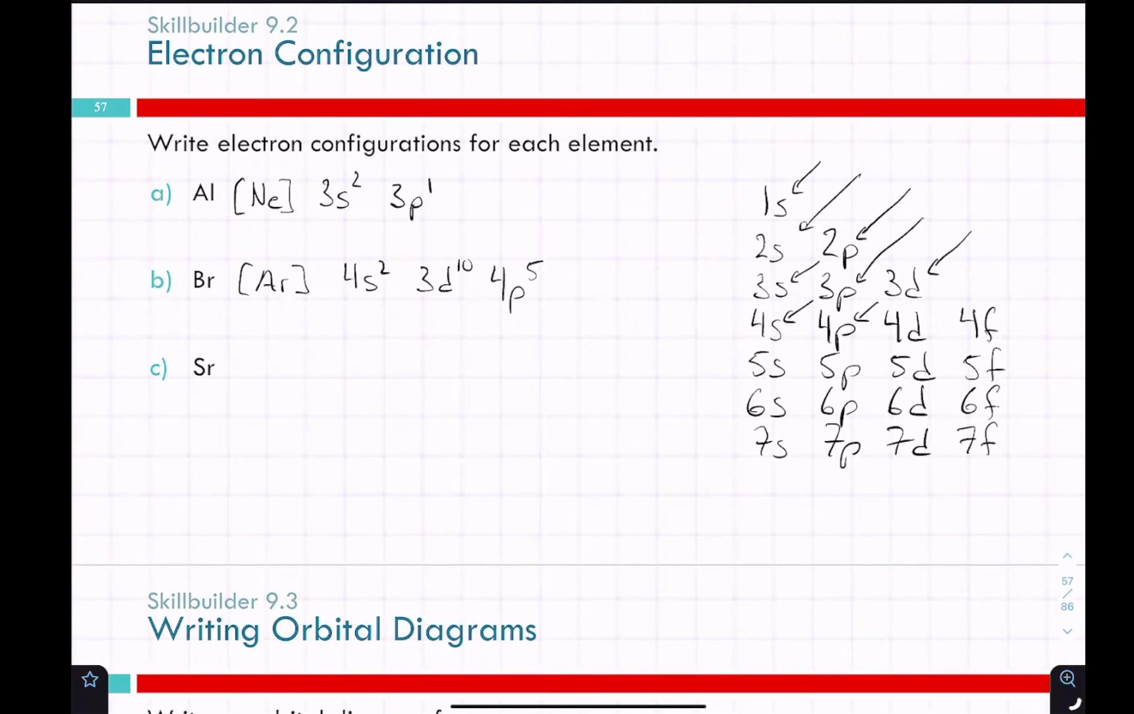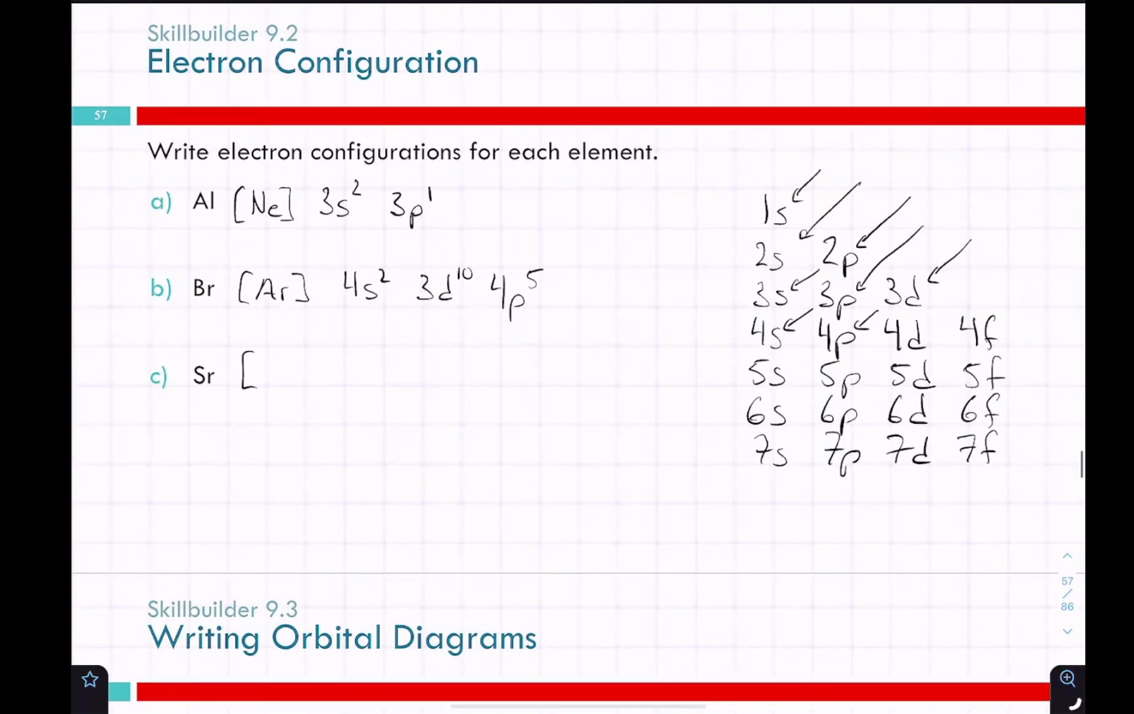For strontium, what would our abbreviation be? What would we start with? Kr, which is krypton. And then what would the electron configuration after that be? 5s2. Second element, s block. It's in the 5th row. So 5s2.